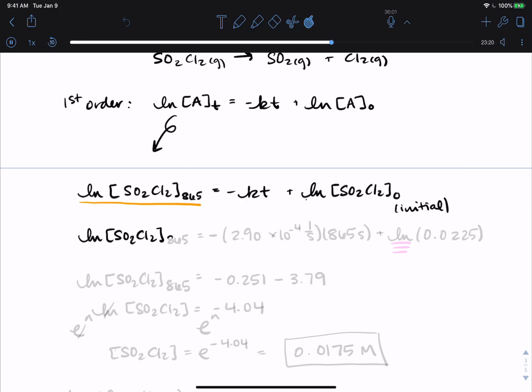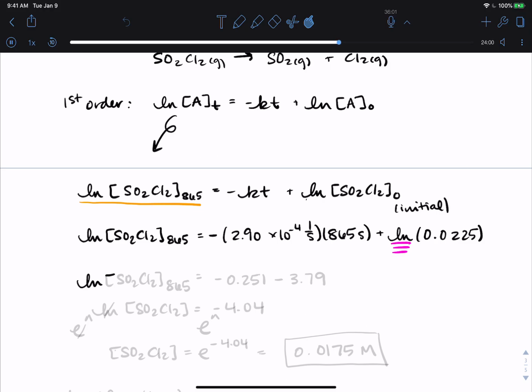We're looking for the SO2Cl2 concentration. Well, we're going to solve for the natural log, so we have a little more to do after that. It equals negative k, where k is 2.90 times 10 to the minus fourth 1 over seconds, times t, which is 865 seconds, plus the natural log of 0.0225. Also, the thing to watch out for here is that you're using your natural log button now and not your regular log button.